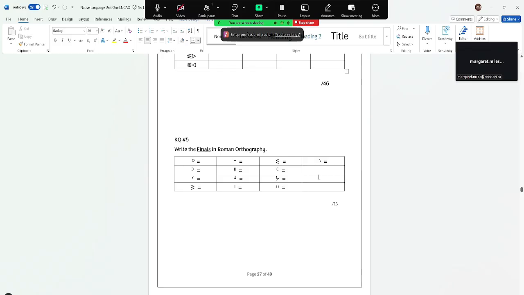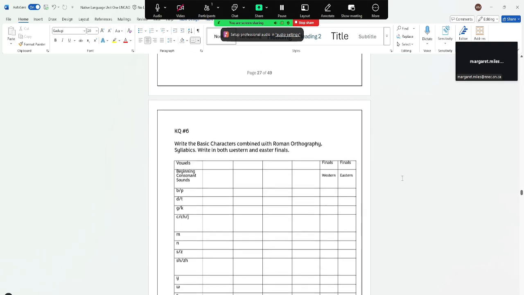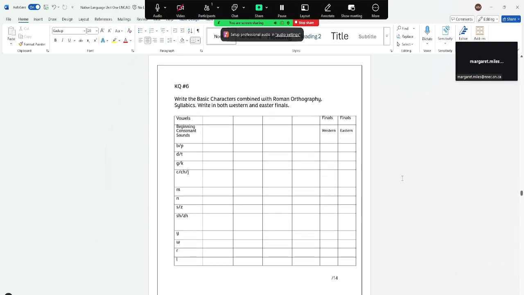Key question 5, write the finals in Roman orthography. So use the chart and write it in Roman spelling. Key question 6, so in this chart, write the basic characters combined with Roman. Write both Western and Eastern finals.